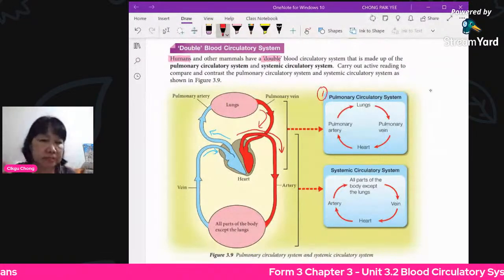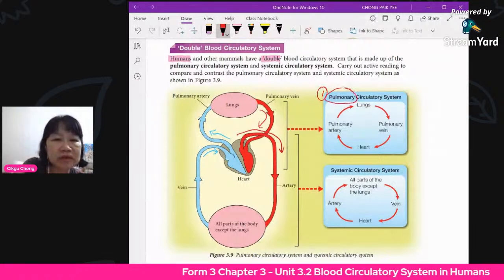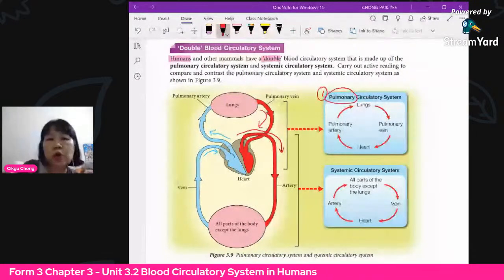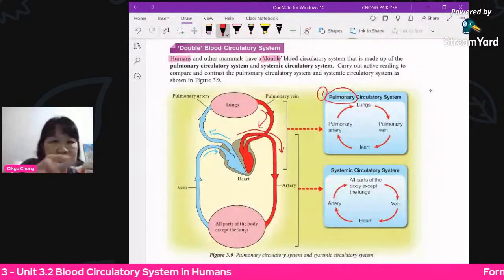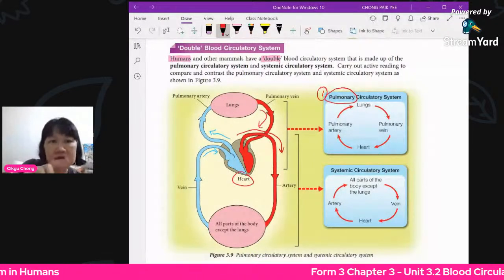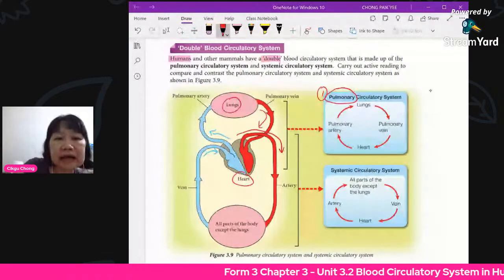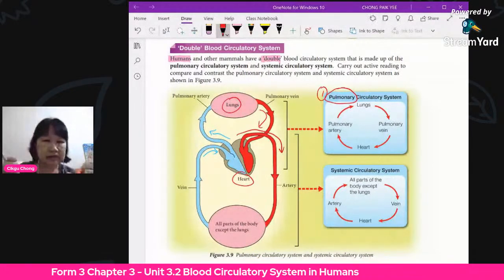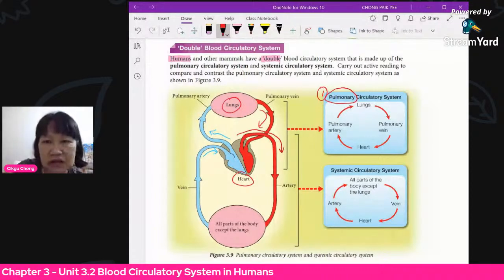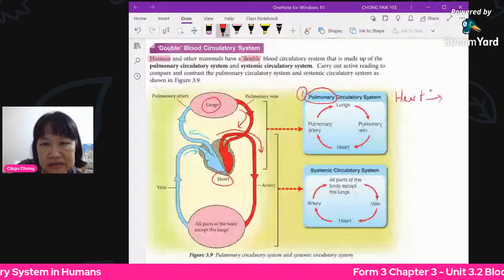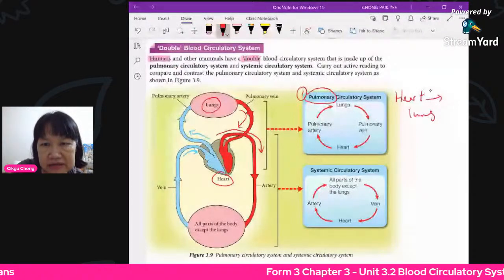Pulmonary means what? Remember I told you just now, pulmonary means the lungs. Now there's one going to the lung and coming back from the lung, you see? Start from the heart, go to the lung, and come back to the heart. So it's like heart, lungs, heart, isn't it?